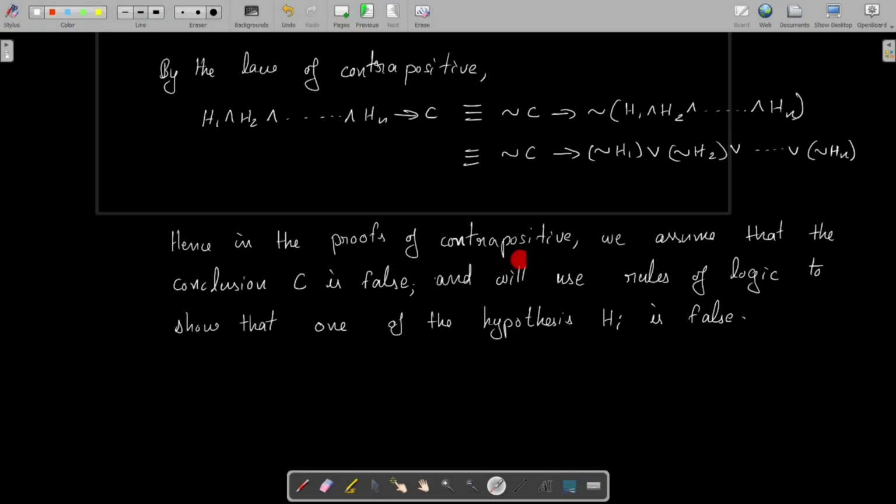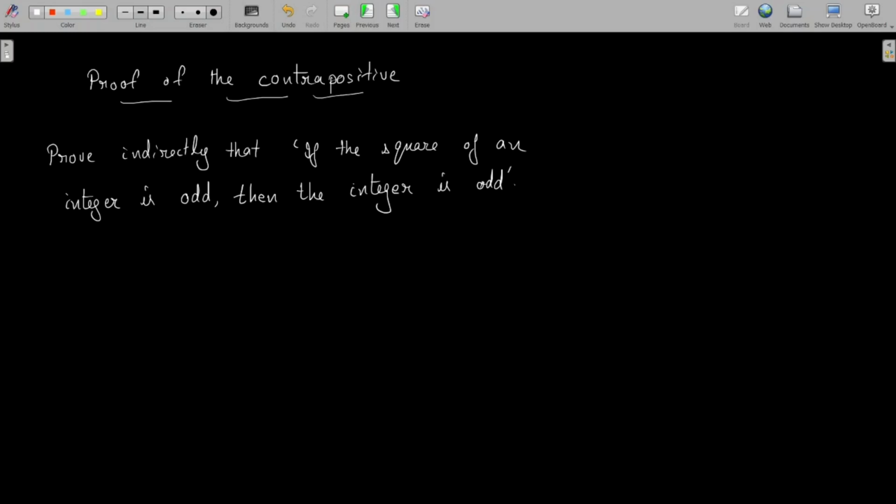Hence, in the proofs of contrapositive, we assume that the conclusion C is false, and we will use rules of logic to show that one of the hypotheses Hi is false. So let us go to an example. Prove indirectly that if the square of an integer is odd, then the integer is odd.